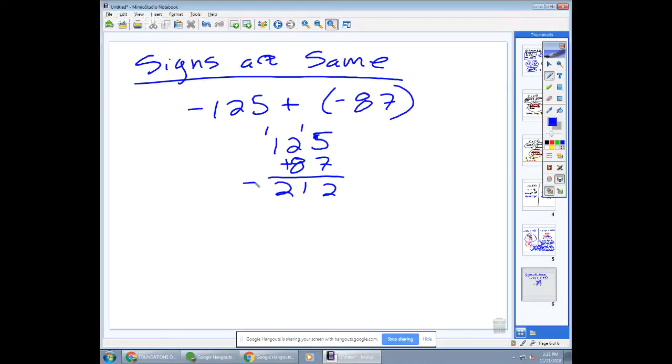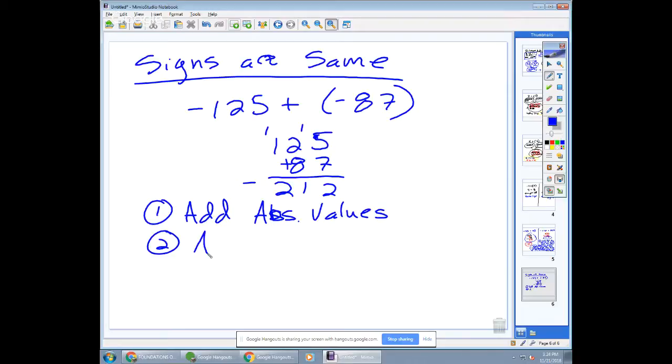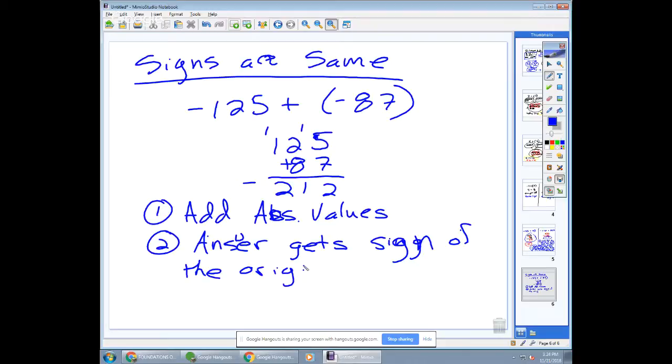Yeah. So what happens here is absolute value is still involved, but you just add their absolute values, and the answer gets the same sign. So 1, add absolute values, 2, answer gets the sign of the original numbers. So I have to make a decision. When I'm adding, are they the same sign or are they different? If they're the same sign, add, pick the right sign. If they're different, you have to subtract. It's a little trickier. Question?